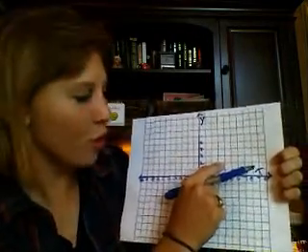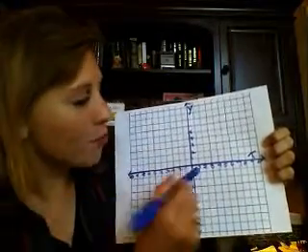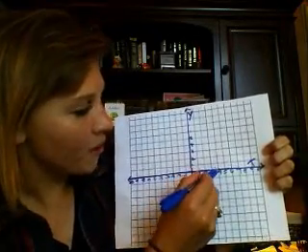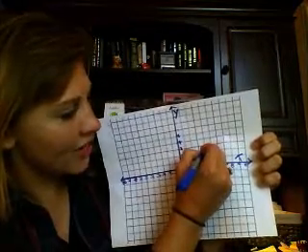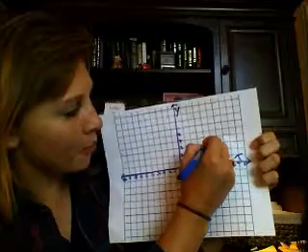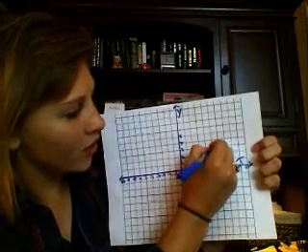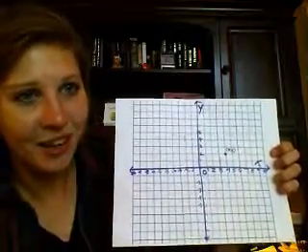So for the point (4, 2), we would run 4 spaces: 1, 2, 3, 4, and go up 2: 1, 2. And this right here, this intersection, we'll label with the point (4, 2). Great job, guys.